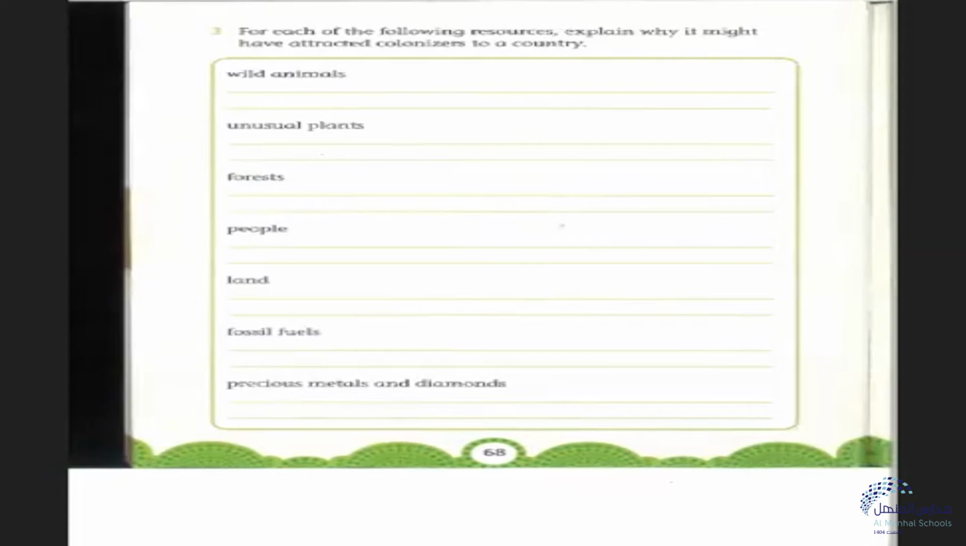The first clue, wild animals. Why do you think the colonizers were attracted to that country? Wild animals, you can write there. The reason why they were attracted to wild animals is because they want their skin. They probably want to hunt them. So they probably want them for trophies. So that's the reason why they were attracted to the wild animals of other countries. It's for the skin.